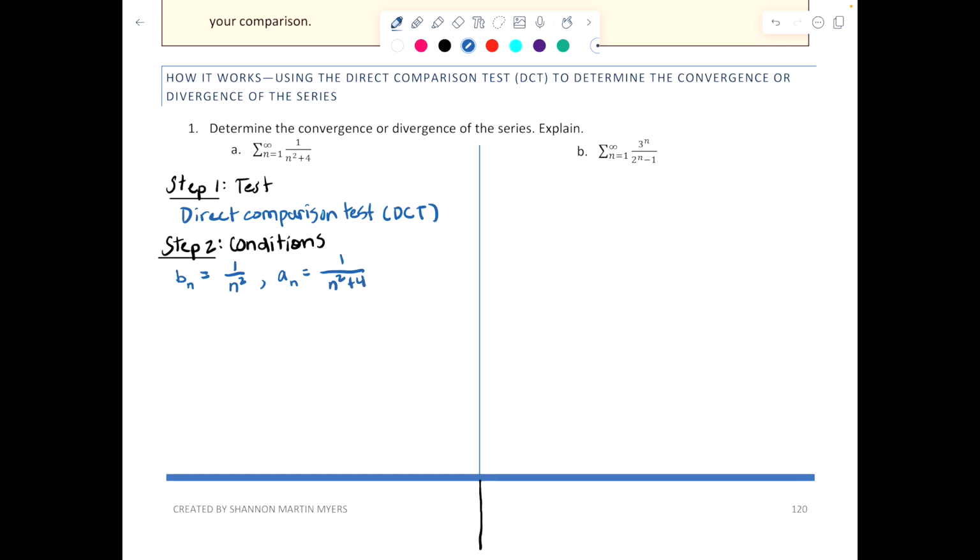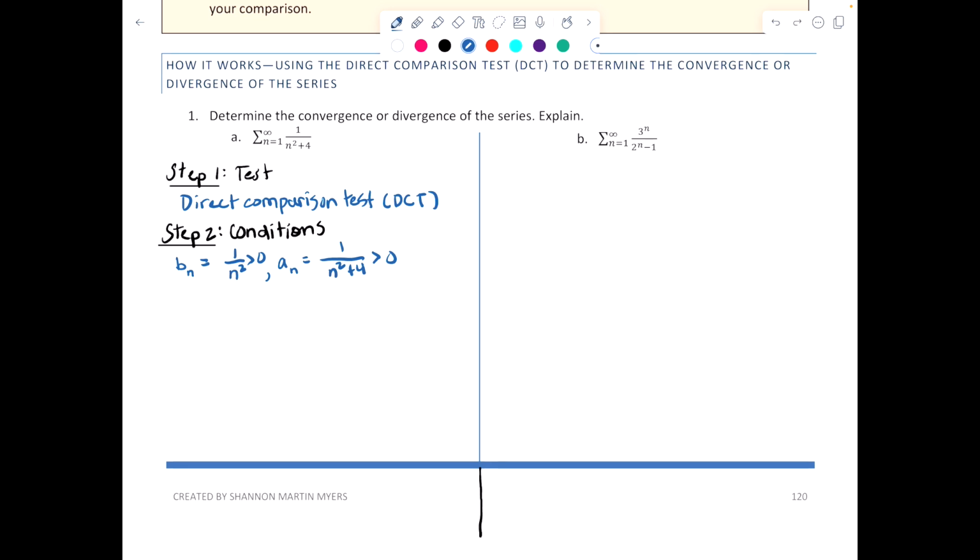So term by term, b needs to be bigger. And both of these are positive, by the way, which is part of the requirement. Okay, so a1 is equal to 1 over 1 squared plus 4, which is 1/5. b1 is 1 over 1 squared, which is 1. So a1 is certainly less than b1. And then a2 would be 1 over 2 squared plus 4, so that would be 1/8. And b2 would be 1/4.